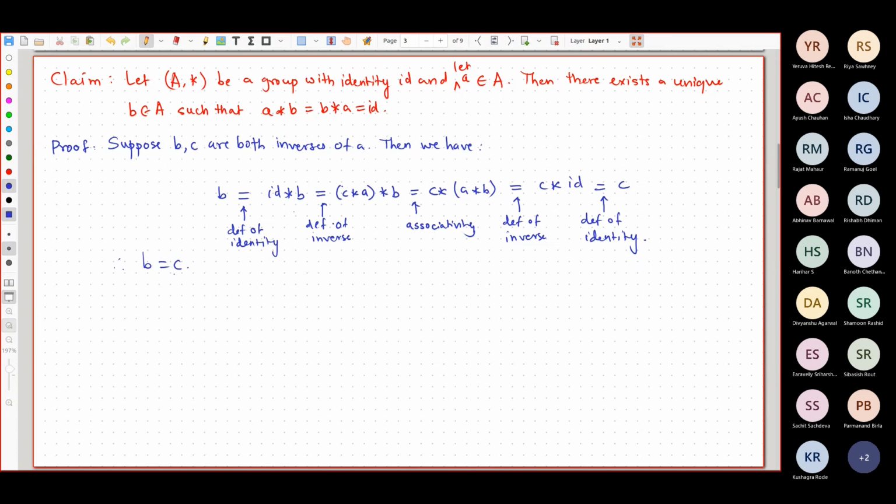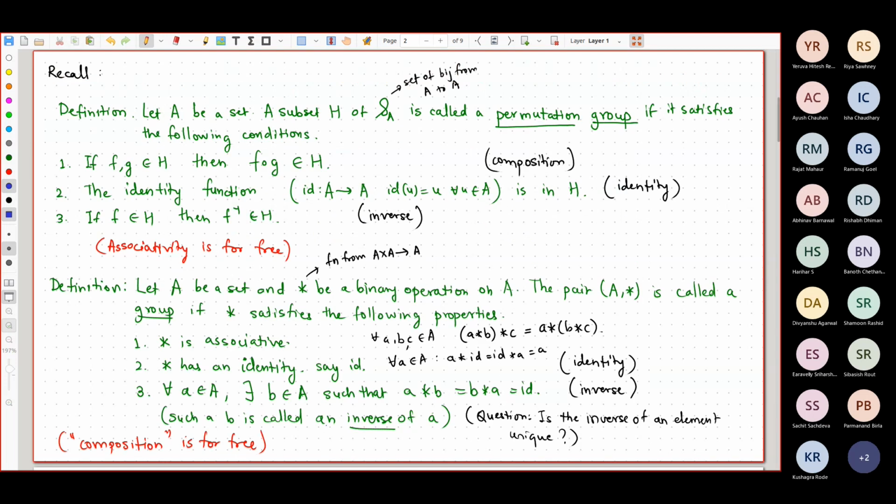Right, so every element must have a unique inverse. The fact that the element has an inverse is guaranteed just by the definition of the group. So here we now can actually replace this by the inverse of A.